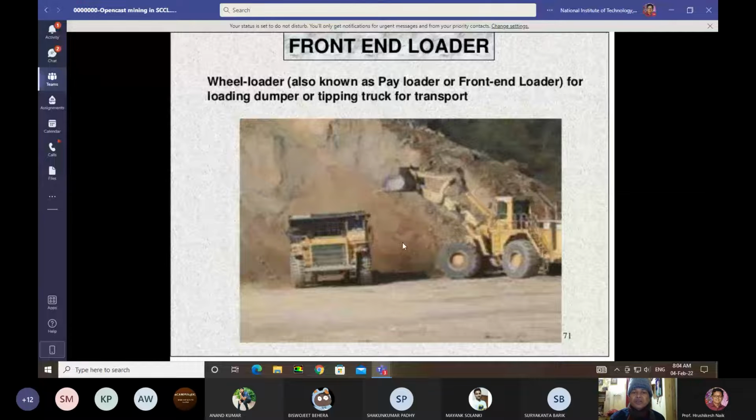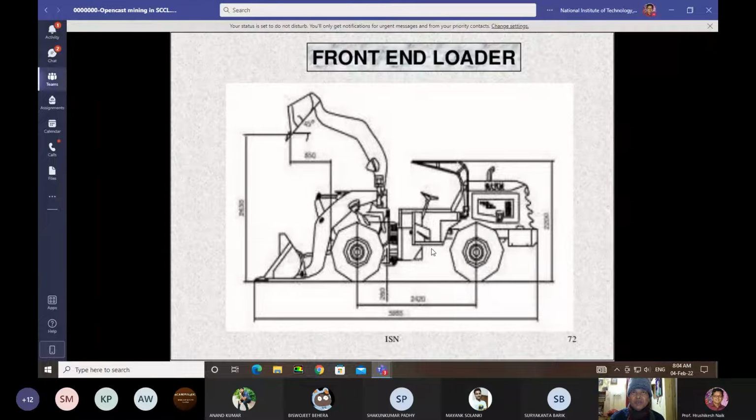This is the schematic diagram of a front end loader. Here this is the operator who sits here, and on the front side this is the bucket, which is raised to this position, and the material is loaded to the dumpers. It loads the material from the front. That is why it is called your front end loader. It is also called your payloader.